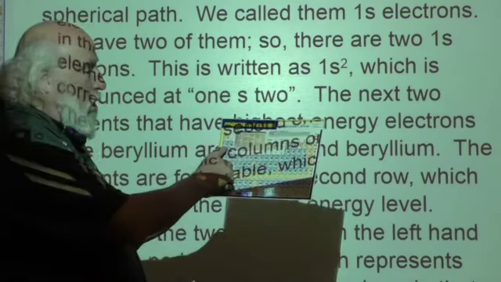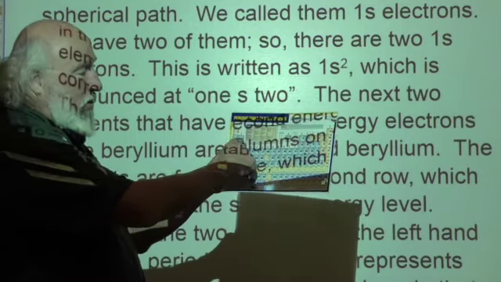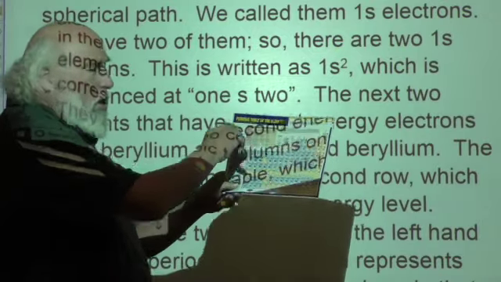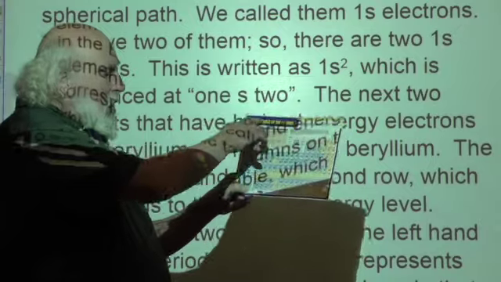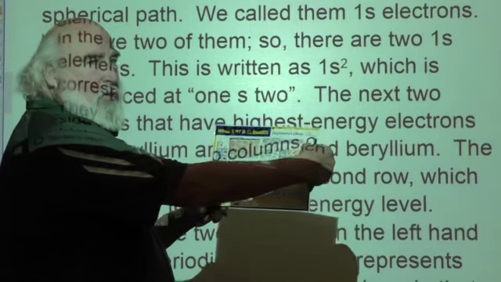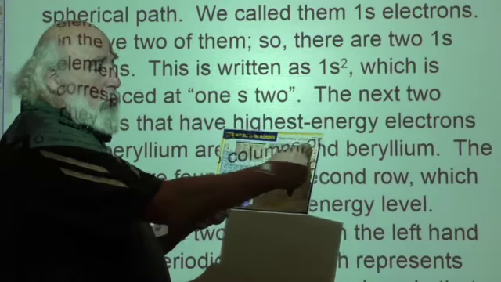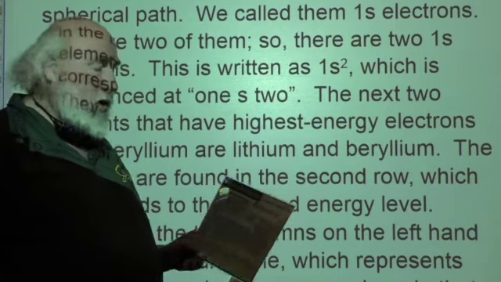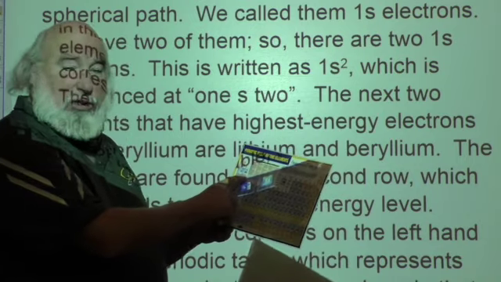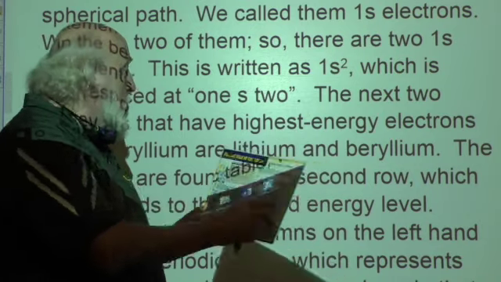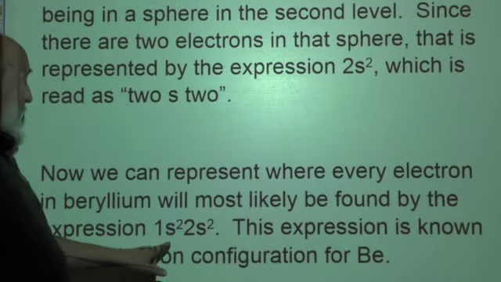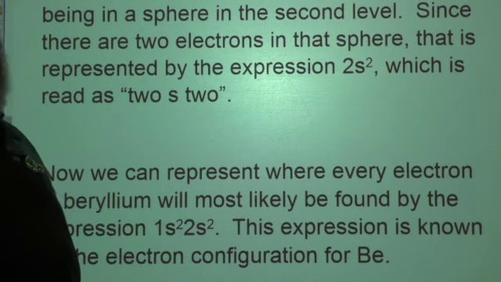The next 2 electrons are represented by lithium and beryllium. Now they're in the second row, so they are second level electrons, but they're found in these 2 columns over here. And we've established that any electron found in these 2 columns is an s electron. The only exception is helium right here, which you would think belongs here, but there's a reason why we put it there, and that comes later on in the course. So we have 2 in 1s, so we call that 1s2. We have 2 in 2s, so this is 1s2, 2s2. And so the electron configuration for beryllium is 1s2, 2s2.